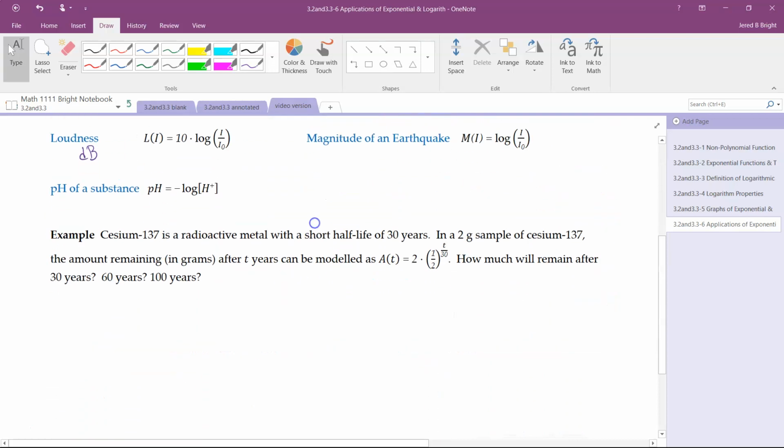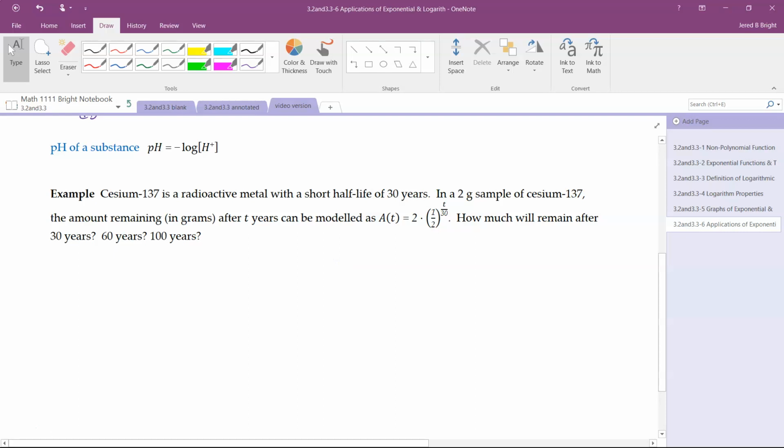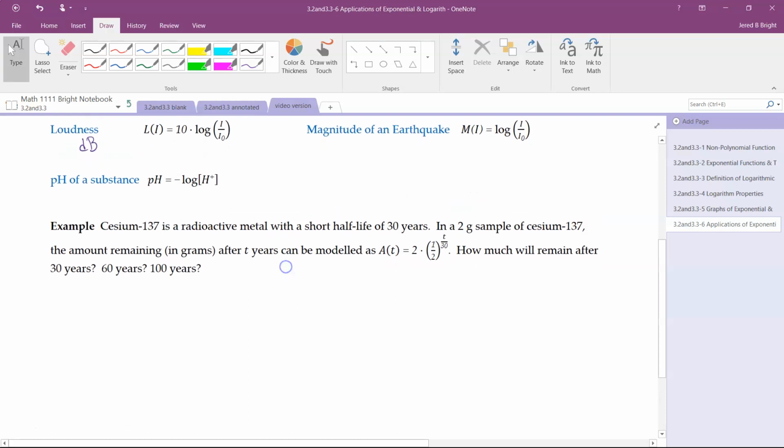Okay, so without further ado, let's go ahead and get started here. We're going to look at cesium-137. It says it's a radioactive metal with a short half-life, and then we have a 2-gram sample, and here's the function that it follows. The amount of the material in grams left at time t is given by that, and we want to know how much will remain after each one of these.